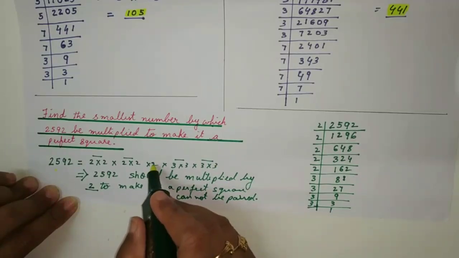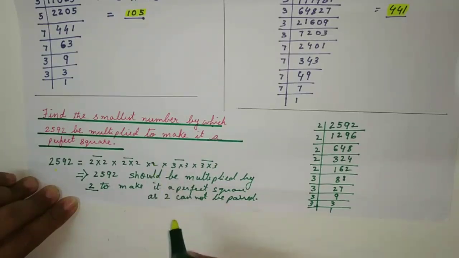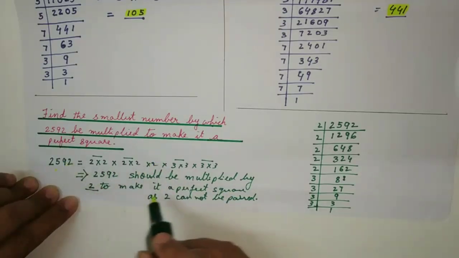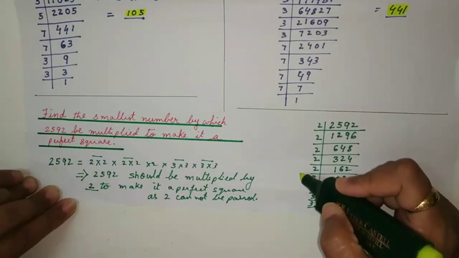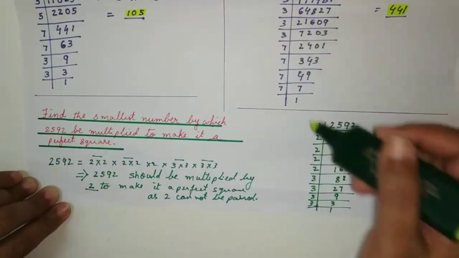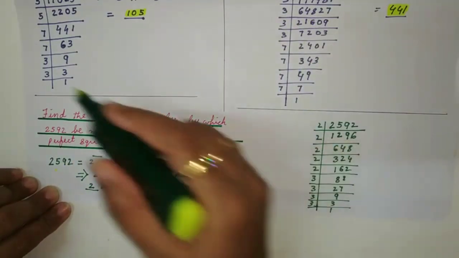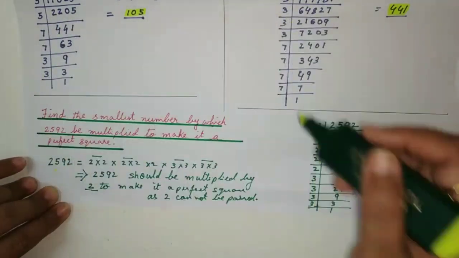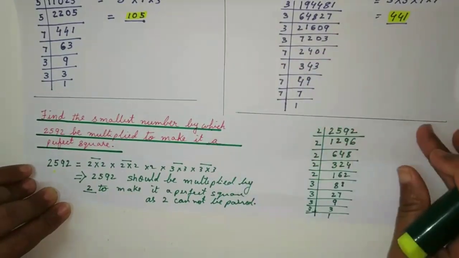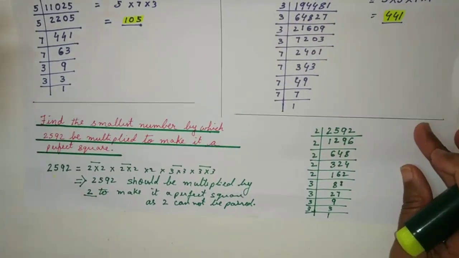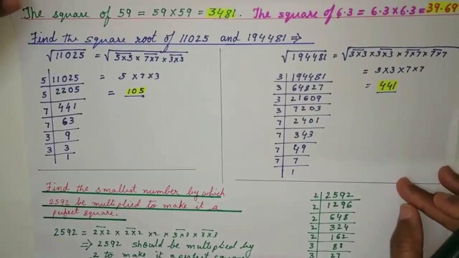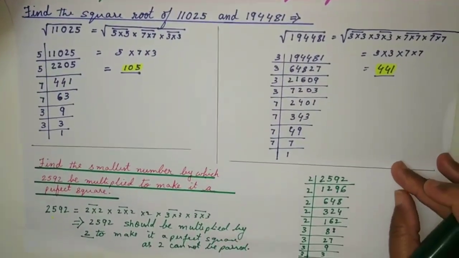So this number is not having a pair, therefore one more 2 has to be multiplied to make it a pair, and therefore convert this into a perfect square. So 3 questions are shown in which 3 different numbers are taken, and in all 3 the method to find out the square root is explained. I have got many more questions, but this is just the starting.